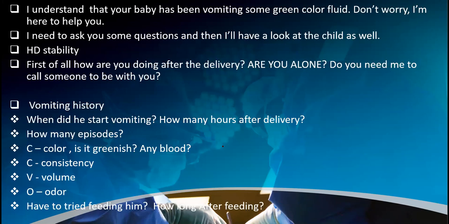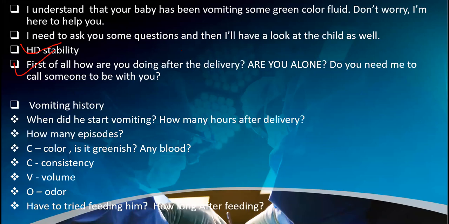So in here again, the same thing. So you have to say, I understand that. First introduce yourself, reassure the mother, congratulate the mother for having a baby, and then say, I understand that you must be really worried because your child has been vomiting after the birth. Please don't worry, your child is in good hands and we will take the best care of him. Make sure you ask hemodynamic stability from the examiner and then start asking questions.